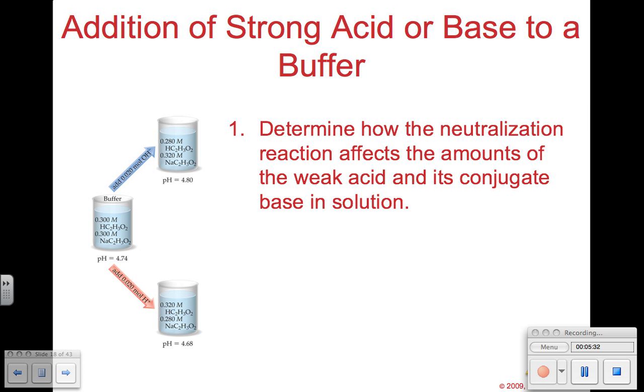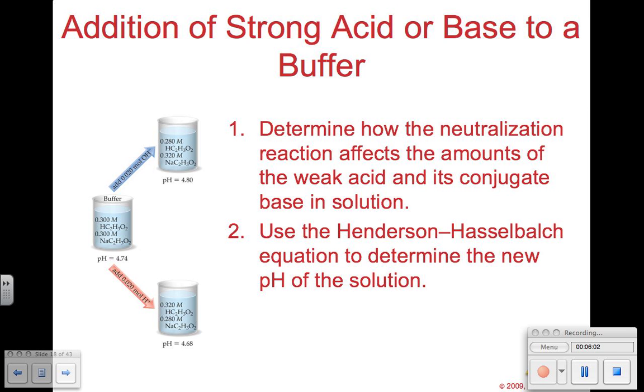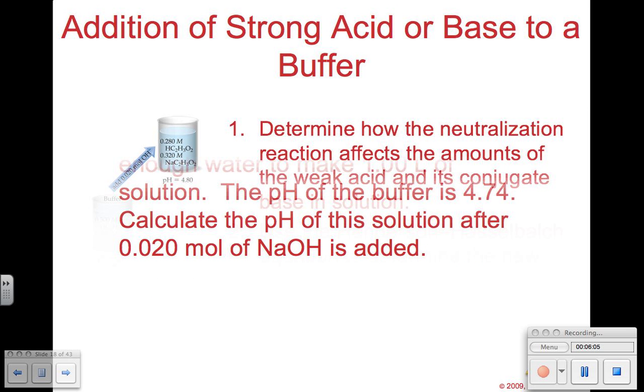First, determine how the neutralization reaction affects the amount of the weak acid and its conjugate base in solution. So you have 0.3 molar of each. You add 0.020 moles of sodium hydroxide. That is going to decrease the acid and increase the conjugate base. So you would just change your values, plug them into the equation, and use the Henderson-Hasselbalch equation to determine the new pH of the solution.